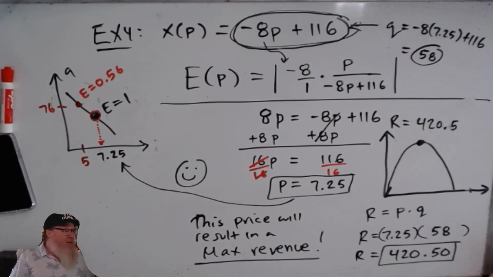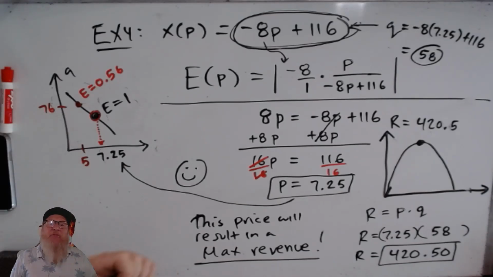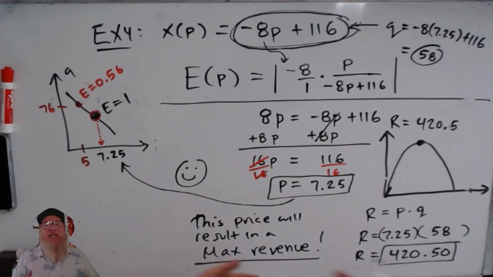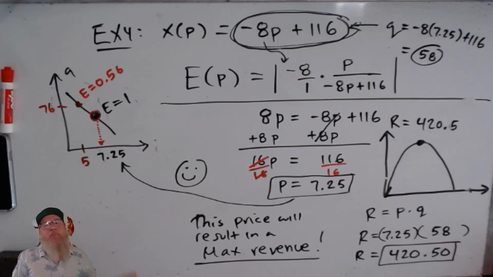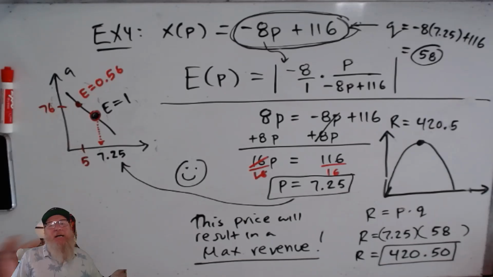One thing I don't really talk about in this lecture is the time frame. So is this $420 a day? I hope it's a day. Is it $420 a week? Is it $420 a month? God, I hope it's not $420 a year. I'd be going out of business, right? Hopefully it's a day. That would be great.